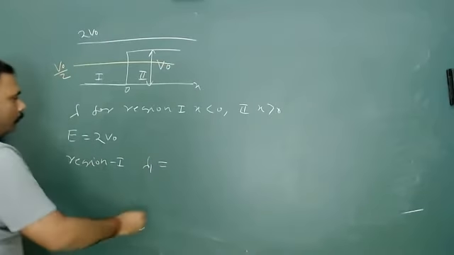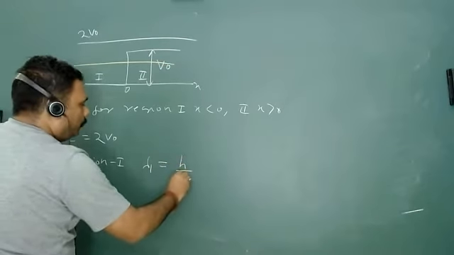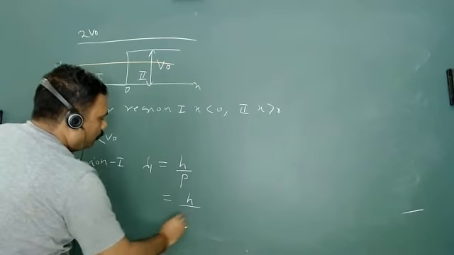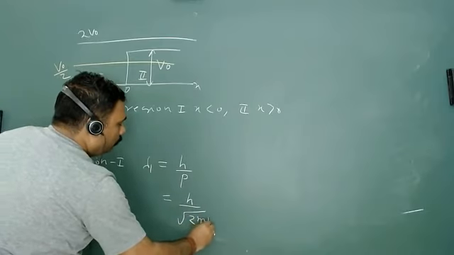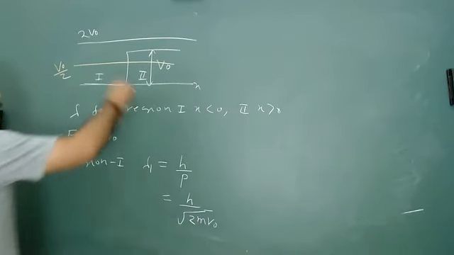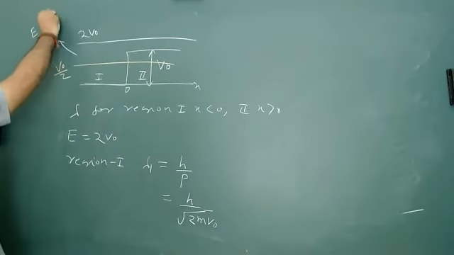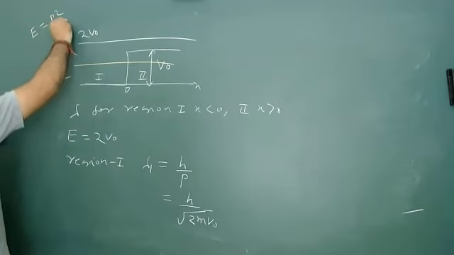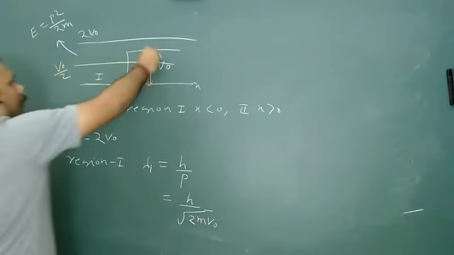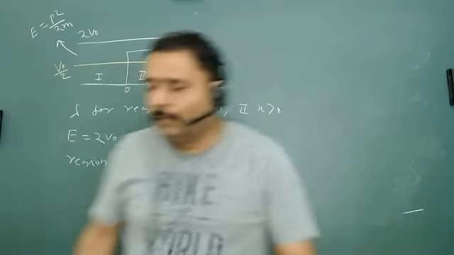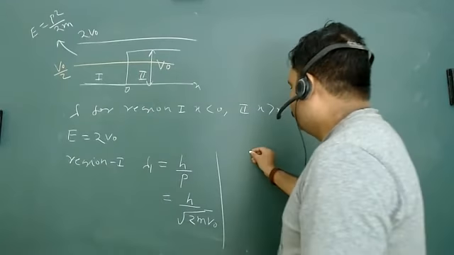Let's say this is lambda 1, that is h upon p, and in this region we have h upon root under 2m v naught, because in region 1 we have energy E equal to only p square upon 2m. And for region 2, let's try to figure it out. What will be lambda 2?